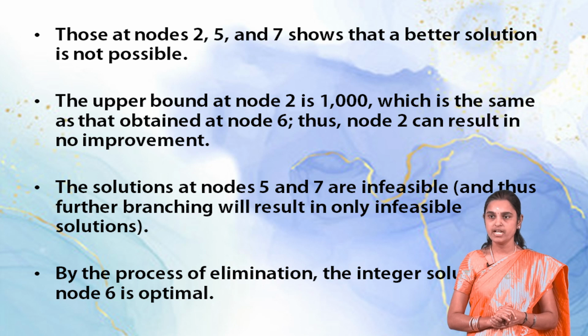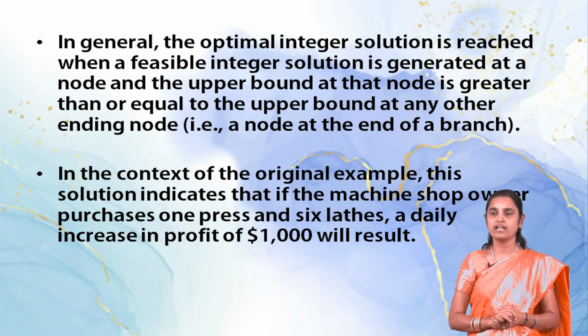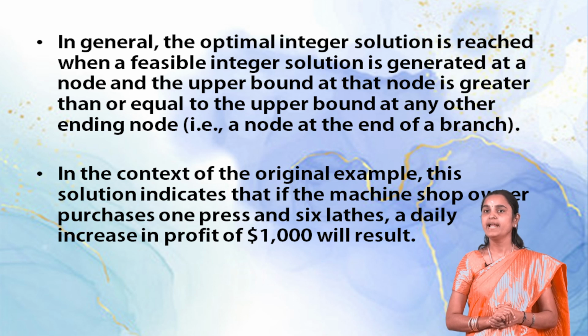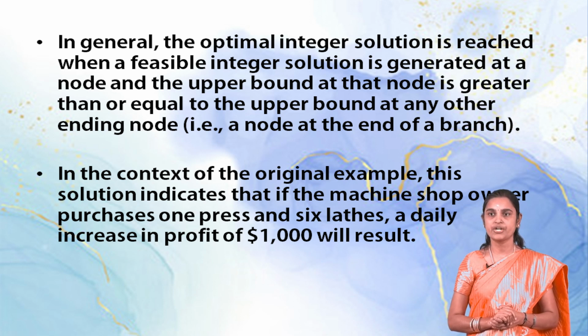By the process of elimination, the integer solution at node 6 is optimal. Since node 6 cannot be branched further, we can stop at node 6. In 7 we got an infeasible solution. In general, the optimal integer solution is reached when a feasible integer solution is generated at a node and the upper bound at that node is greater than or equal to the upper bound at any other ending node, that is the node at the end of the branch.